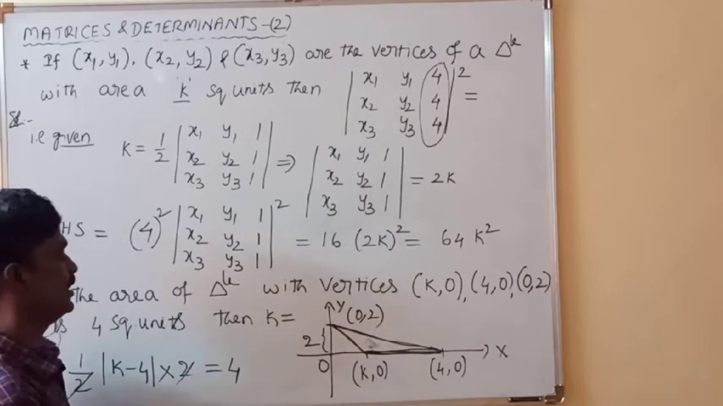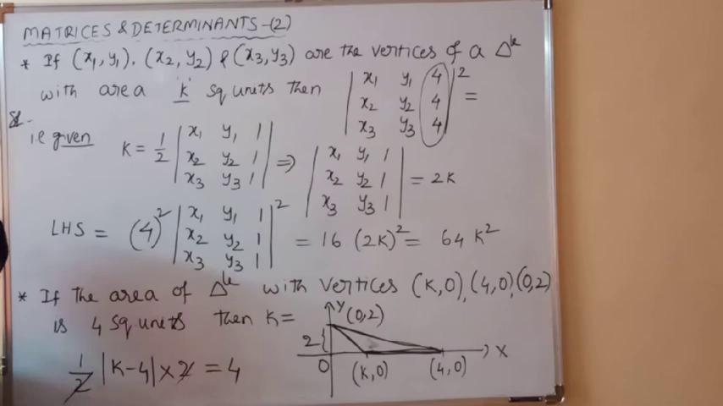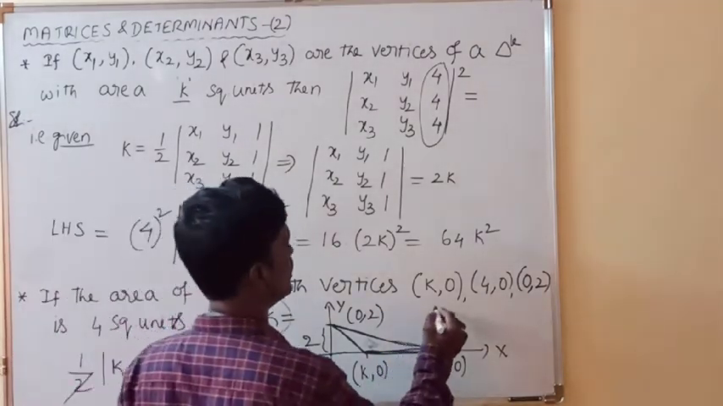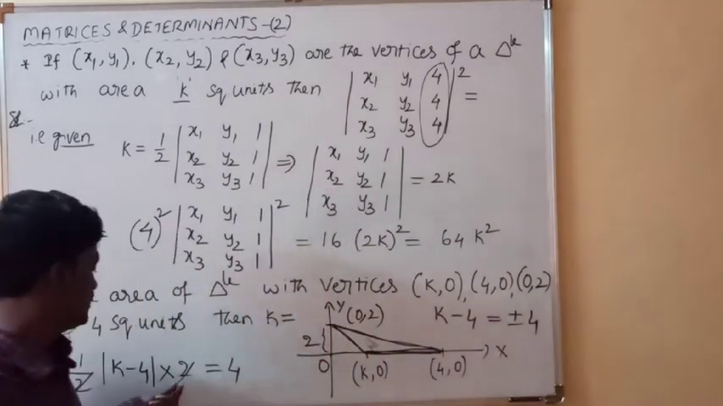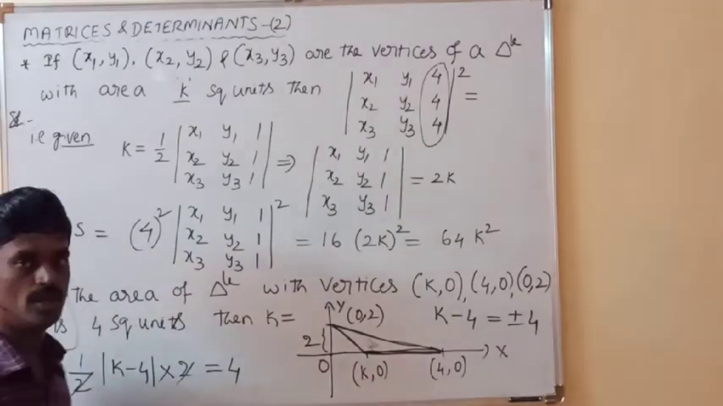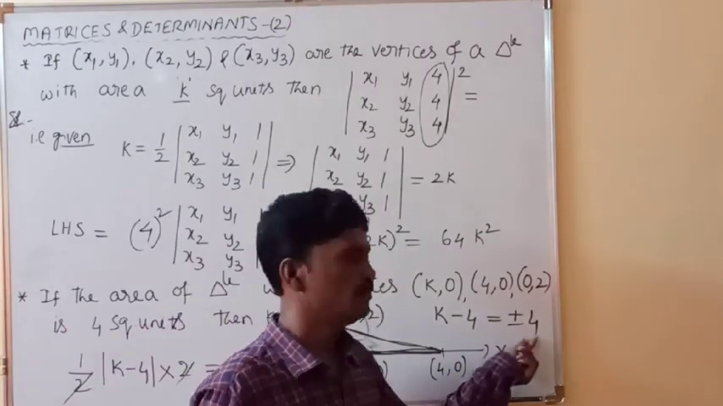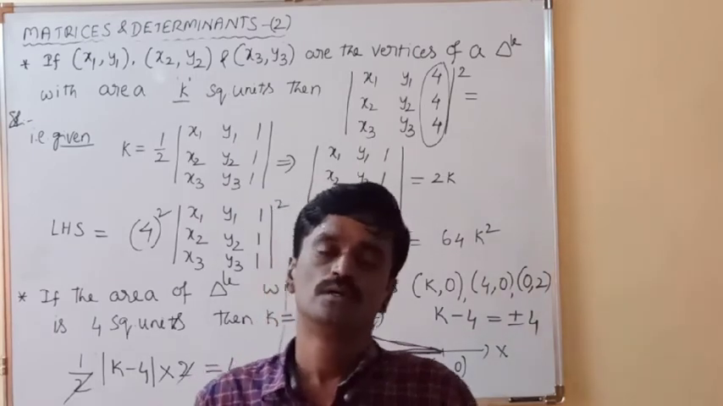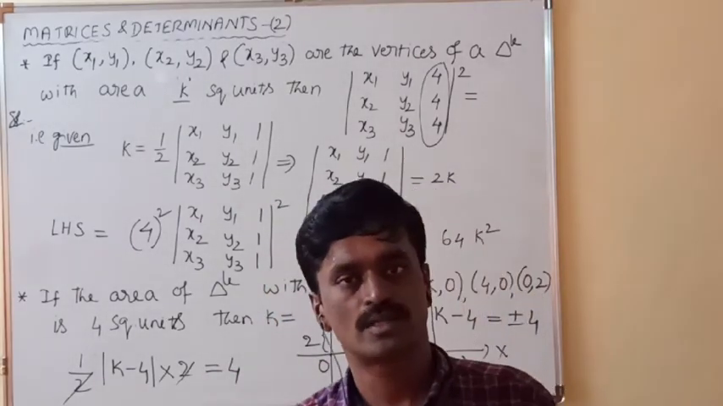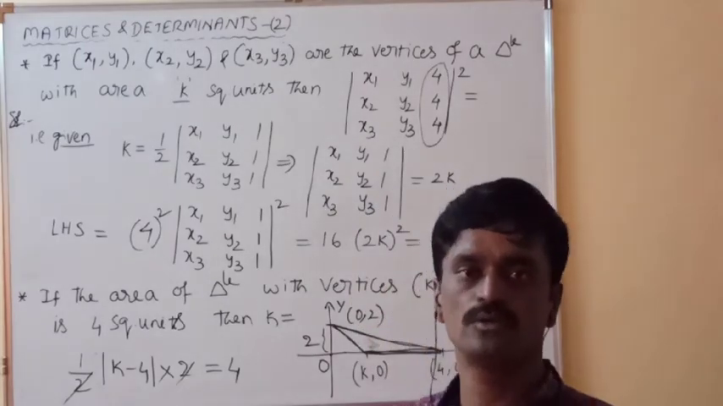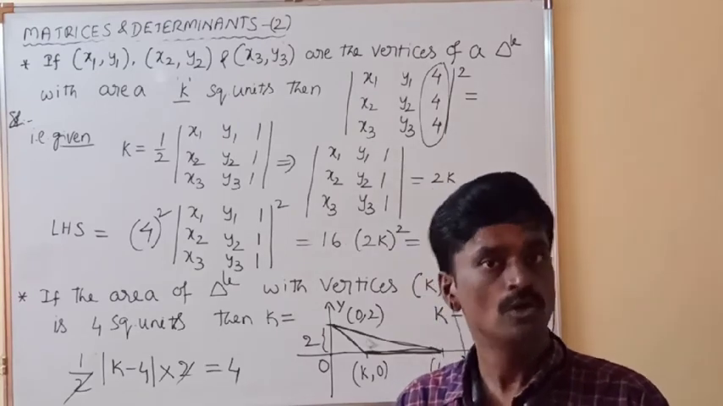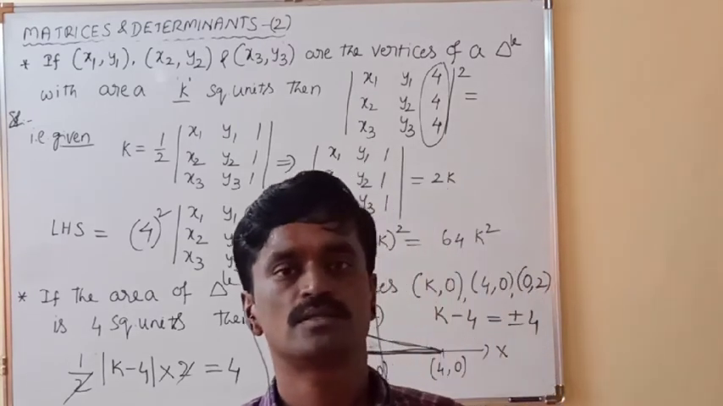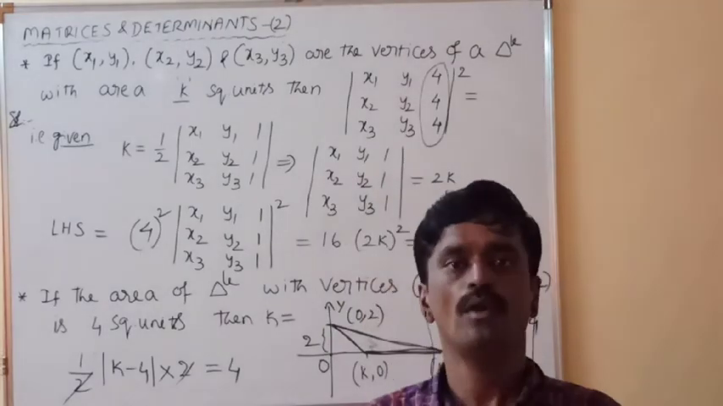4. Modulus of k minus 4 is 4, which means if you remove the modulus, you have to take plus or minus. Modulus of k minus 4 is equal to 4 is the same as k minus 4 is equal to plus or minus 4. That means I am removing the modulus; once we remove the modulus, on one side you have to take plus or minus. As k minus 4 is plus or minus 4, k is equal to 4 plus 4 or 4 minus 4. 4 plus 4 is 8. 4 minus 4 is 0. So thus the k value is either 8 or 0.